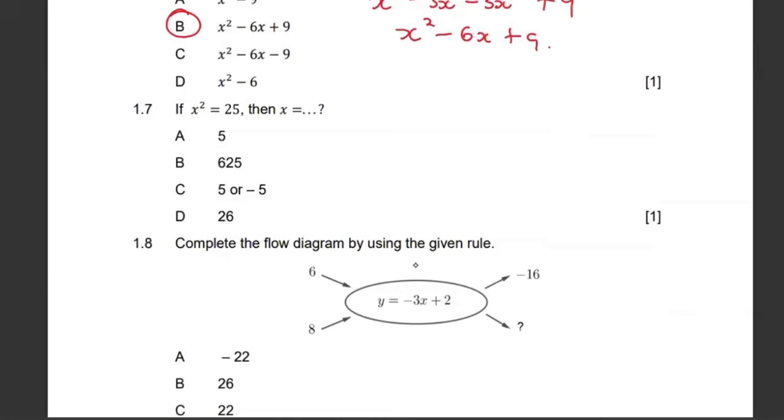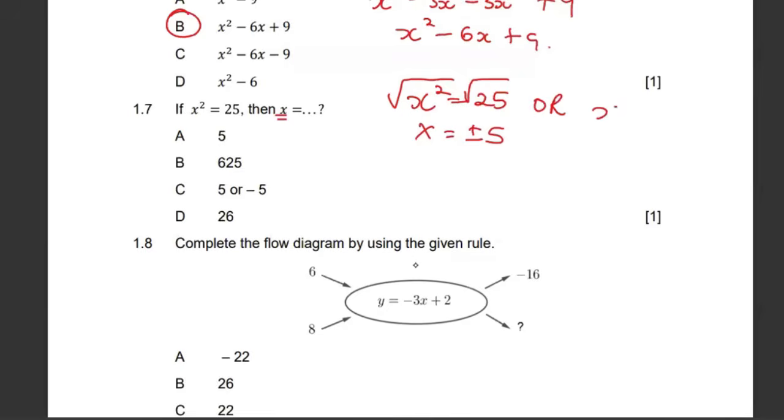Then if x squared is 25, they want us to find the value of x. Now, from grade 9, whenever we have a square or anything to the exponent of 2, and it's an equation, the answers we get must be 2. So we can find the square root, meaning that x should be plus or minus 5.